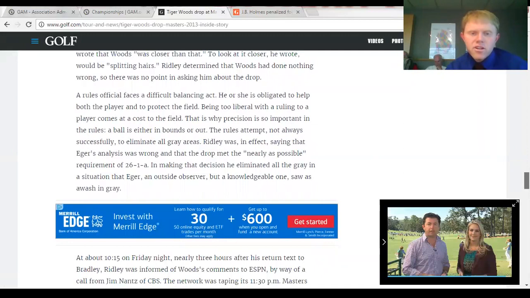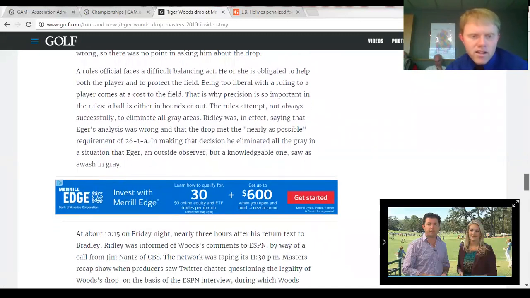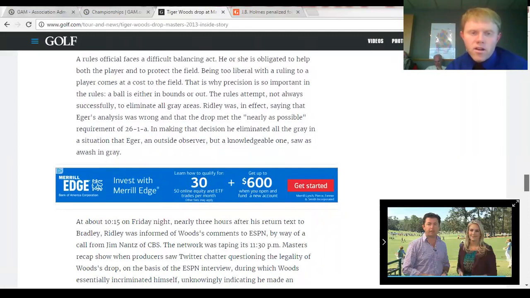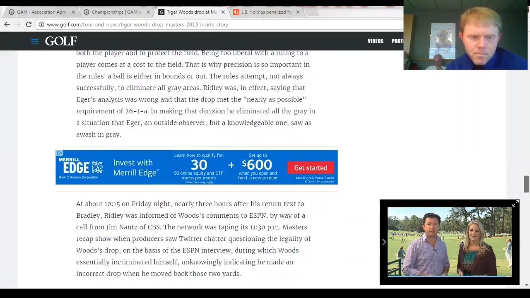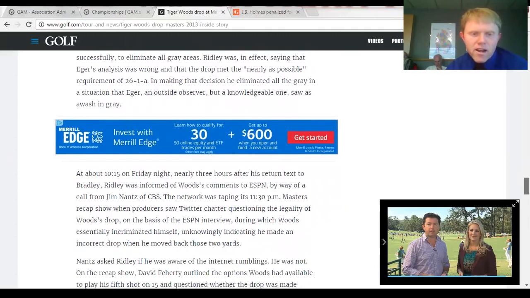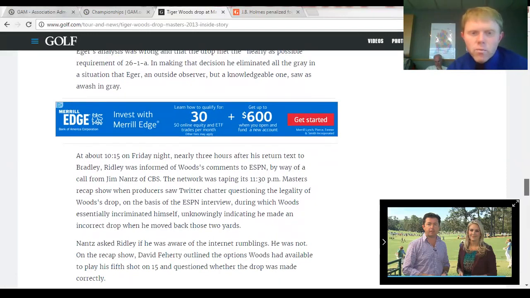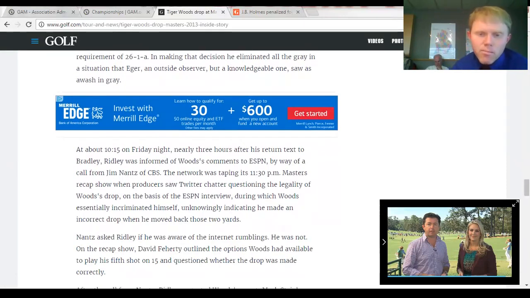In making that decision, he eliminated all the gray in a situation that Eager, an outside observer but a knowledgeable one, saw as a wash in gray. At about 10:15 on Friday night, nearly 3 hours after his return text to Bradley, Ridley, who's the main rules official, was informed of Woods' comments on ESPN by way of a call from Jim Nance of CBS.